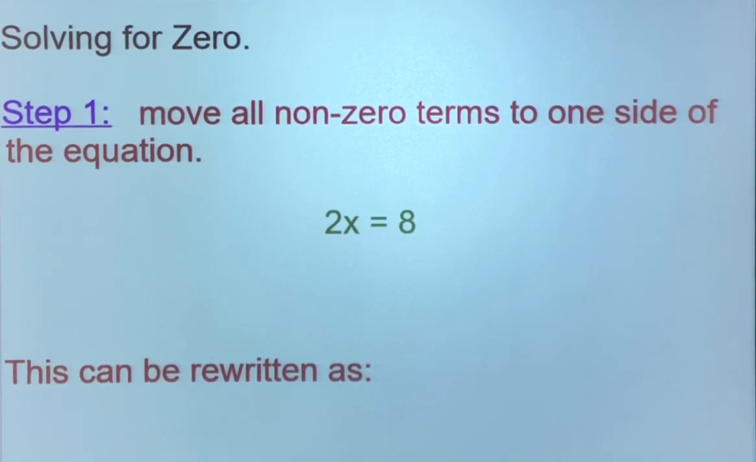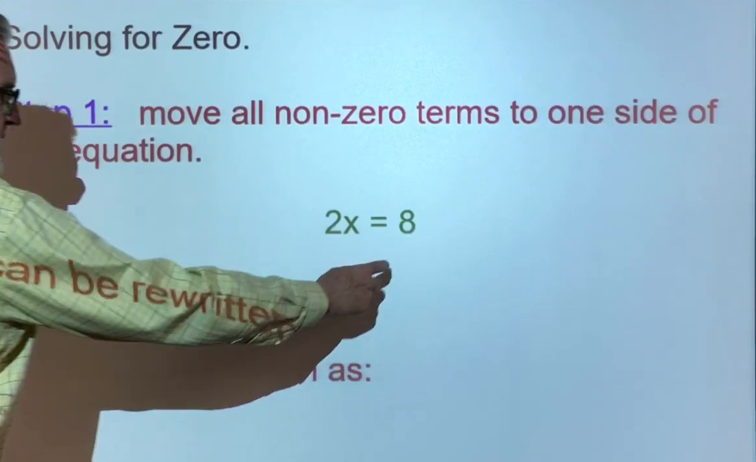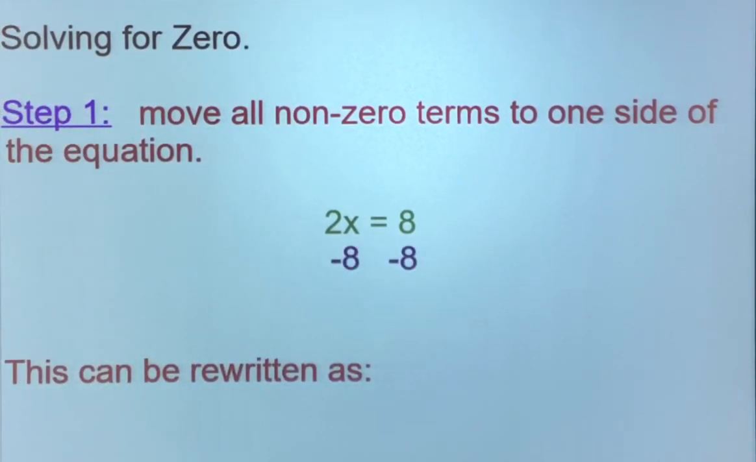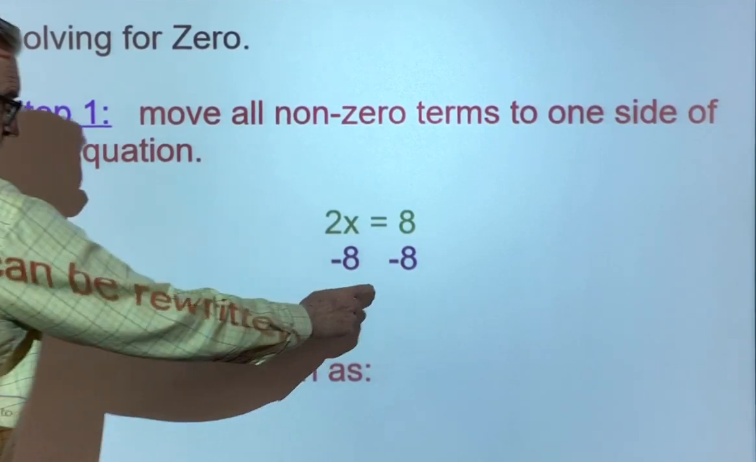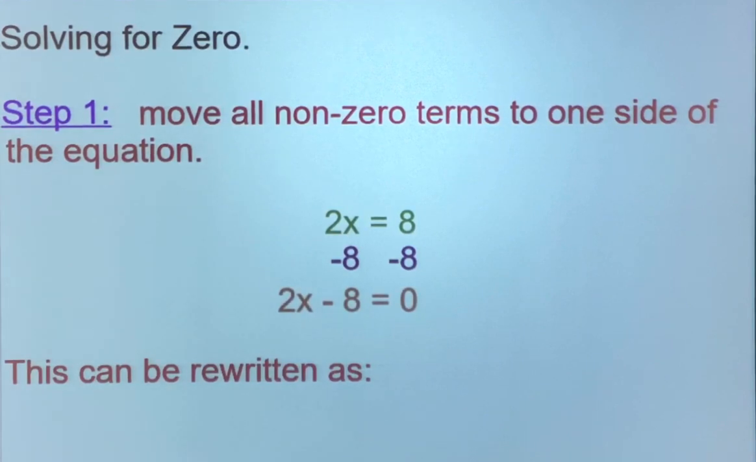Well, I've got 2x is equal to 8. I want to move all the non-zero terms, so anything that's not a zero, to one side. Well, I already have the variable term on the left, so let's go ahead and subtract 8 from both sides, because that will get the constant 8 on the other side. When we do so, the result is 2x minus 8 is equal to 0.